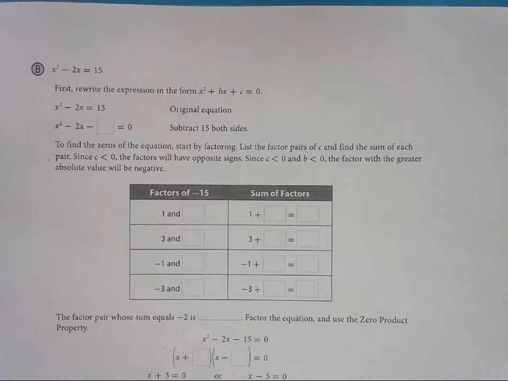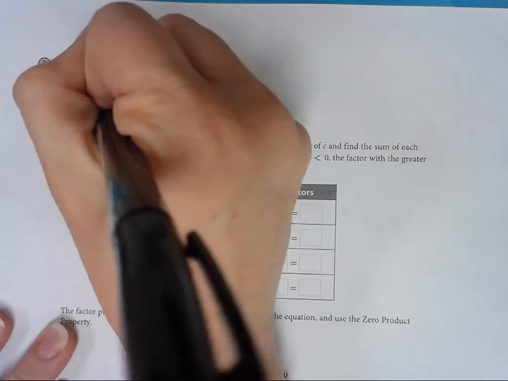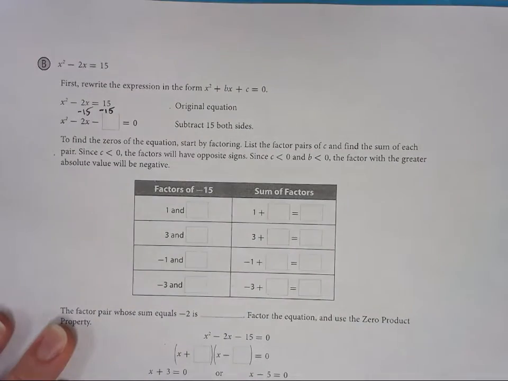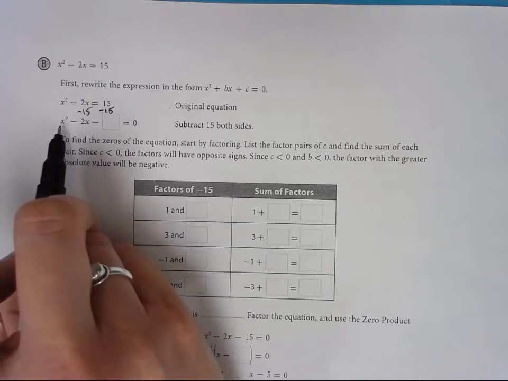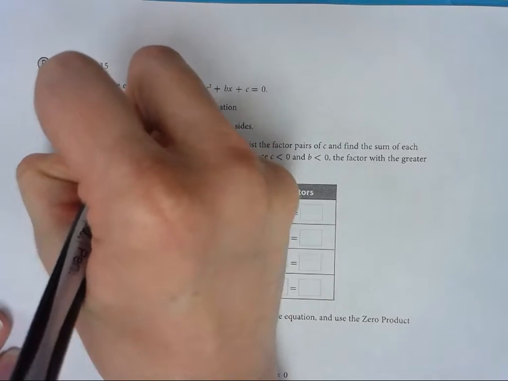Lesson 8.1, Solving Equations by Factoring. Example B. We first need to rewrite this problem with all terms on the same side so we can factor the trinomial. So let's first subtract 15 from both sides. When you subtract 15, our new trinomial will be x squared minus 2x minus 15. Is that equal to 0?